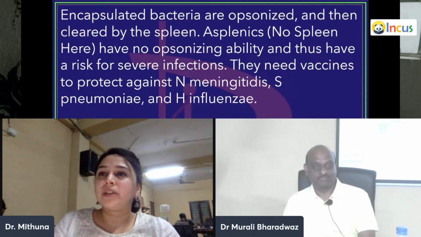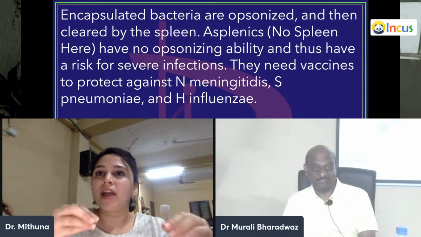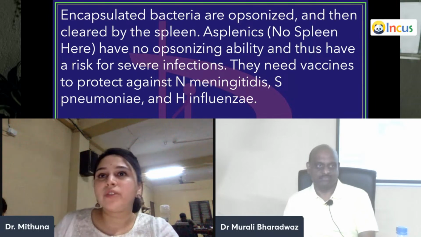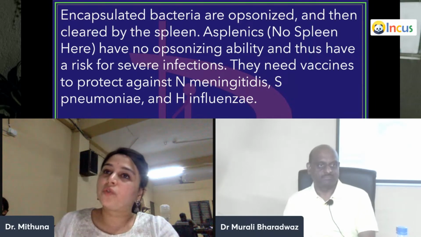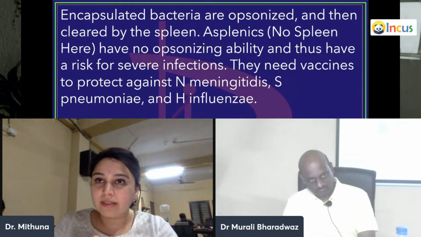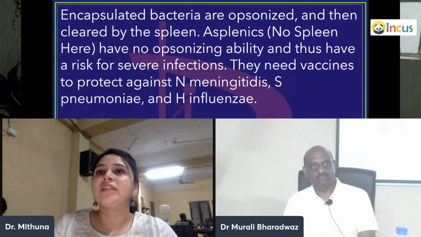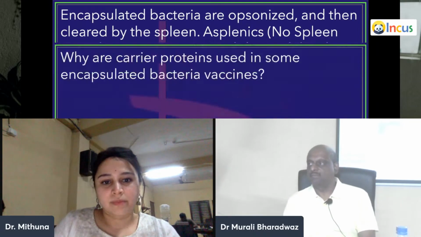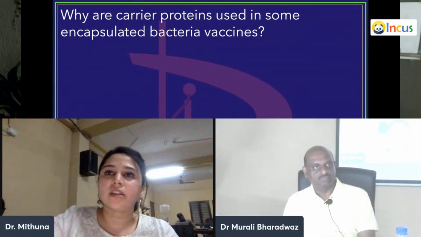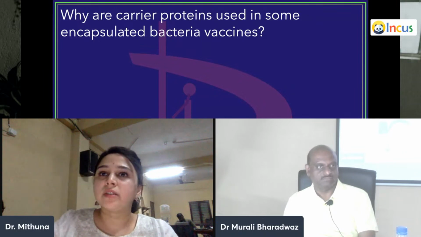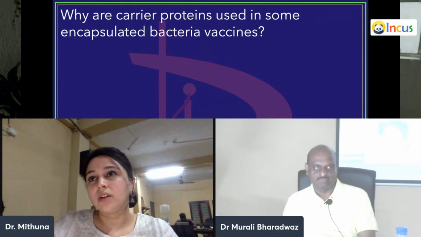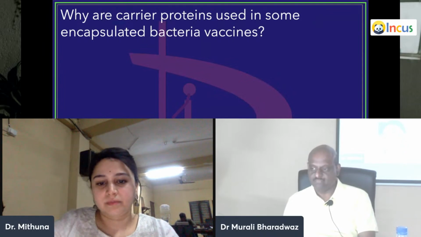In asplenics, because all this complement activation occurs in the spleen, they are at risk, sir, because they don't have these complement factors in the body. So after removal of the spleen, we have to give them vaccines so that they develop immunity against these encapsulated organisms. And examples we have already discussed before. Especially we have vaccines for Neisseria meningitis, then Streptococcus pneumoniae, H influenzae, pneumococcal vaccines. All these vaccines are given to the patient who has undergone splenectomy.